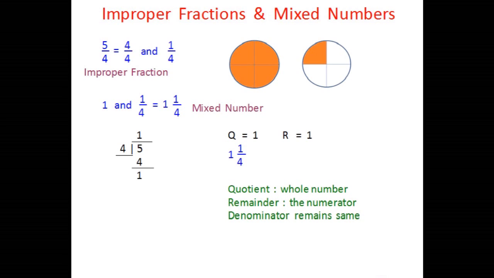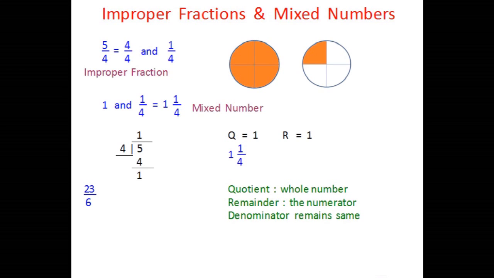So the quotient becomes the whole number. The remainder becomes the numerator and the denominator remains the same. So in this case, quotient and remainder both were 1. So let's take another example.